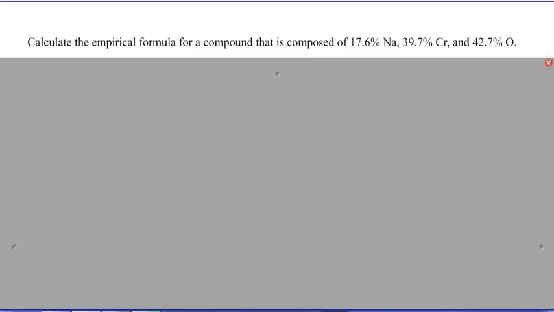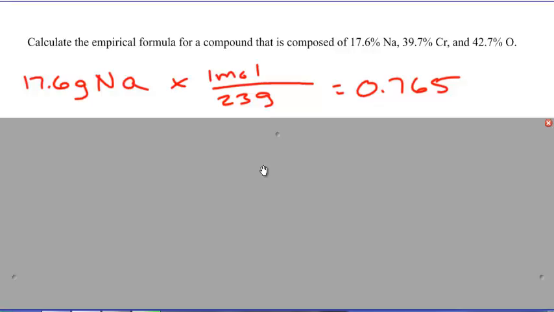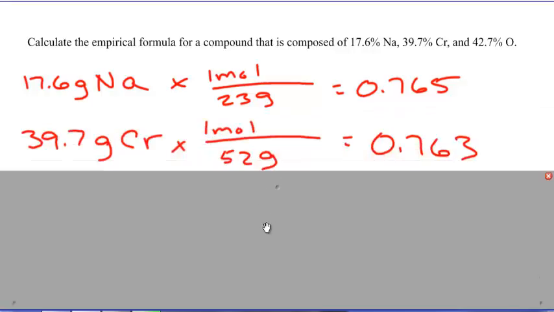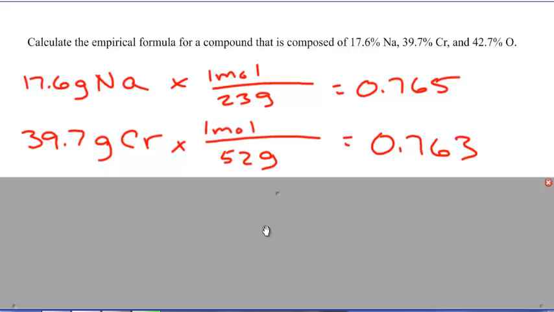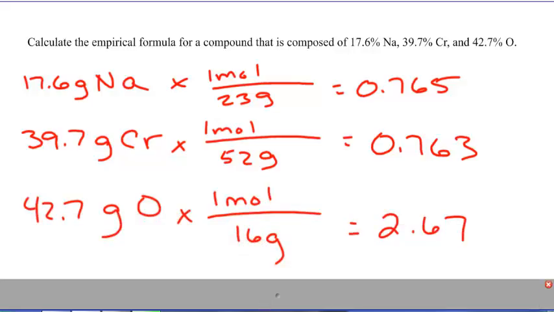Here's a third example using percentages again. Remember, percentage can easily be converted right into a gram. I would suggest you try this by pausing and then check. Sodium has a GFM of 23. Chromium's GFM is 52. Oxygen's GFM is 16. This time, I actually have 3 elements. Recall the directions said to put the largest over the smallest and the medium over the smallest.